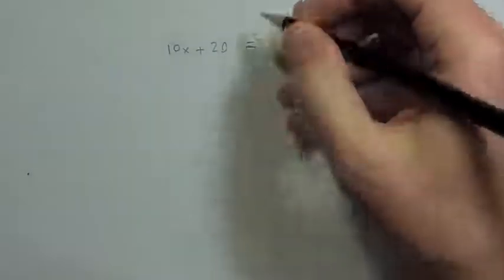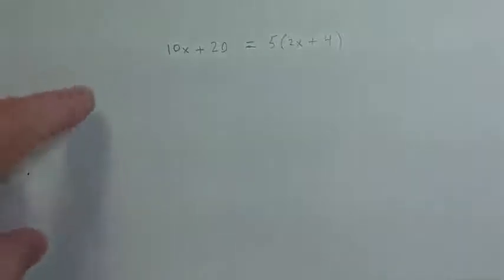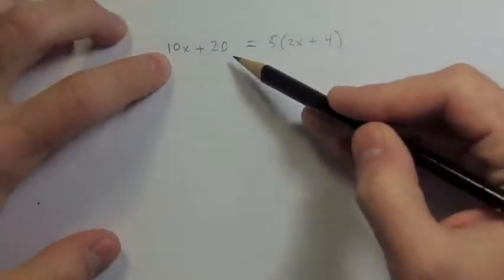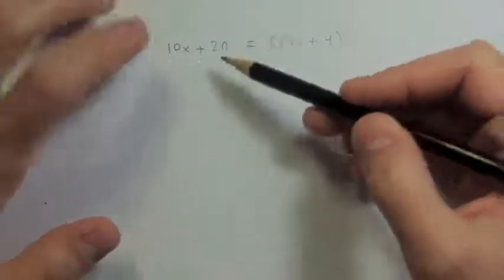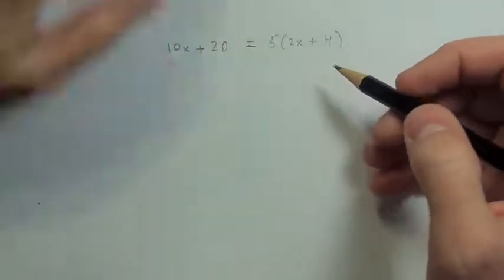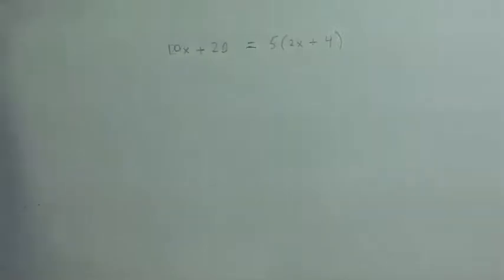Alright, for our second example, let's look at the equation 10x plus 20 is equal to 5, all times 2x plus 4. Okay, so this is going to lead us into the whole simplify both sides thing. Alright? So, let's see. On this side of the equation, there's not really much we can do to simplify. Okay, but over here, what we can do is distribute that 5.